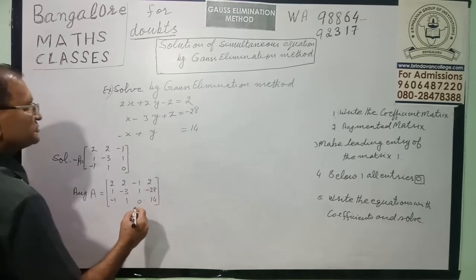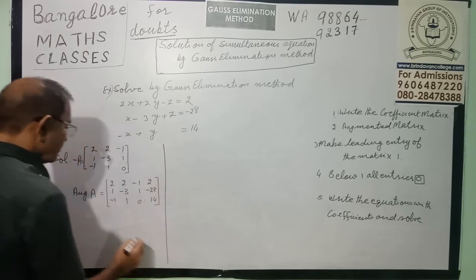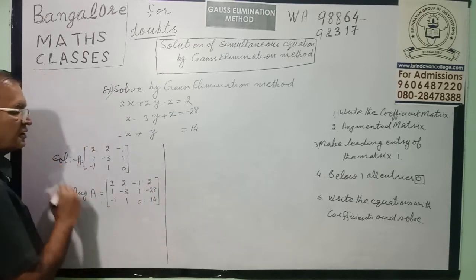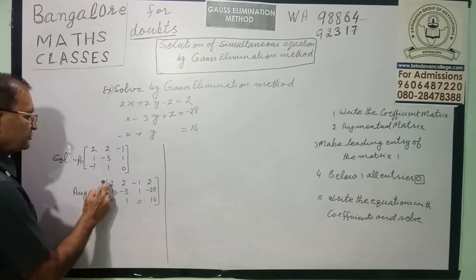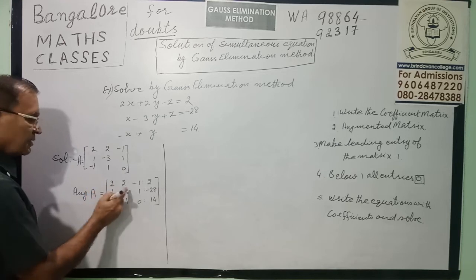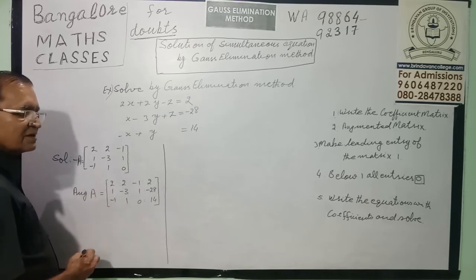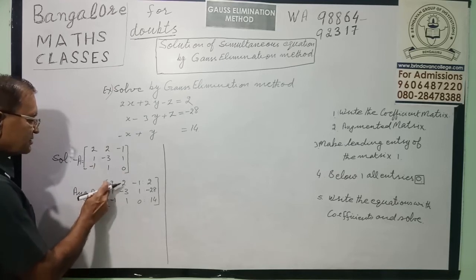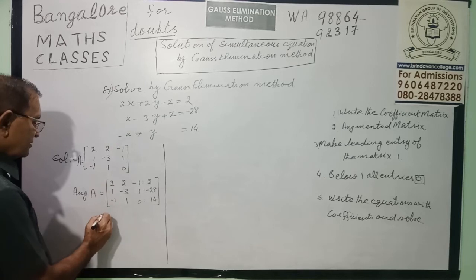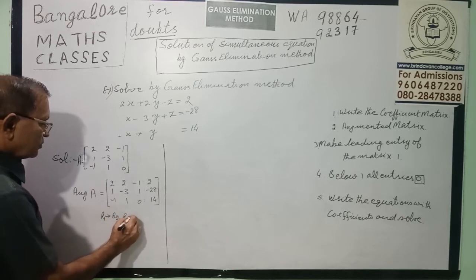Now see next one. What we have to do now? Leading entry should be 1. Here I want to put 1. How can I do that? Either I can subtract the rows, R1 minus R2, and I will get 1 here. But there is a simple way. Just interchange these two, R1 to R2, R2 to R1.